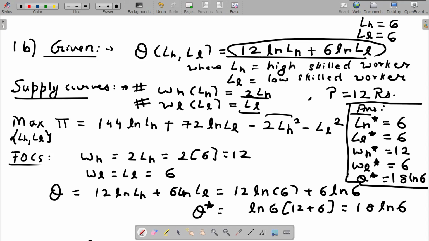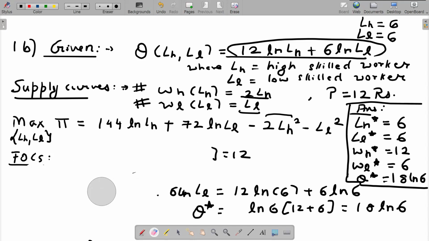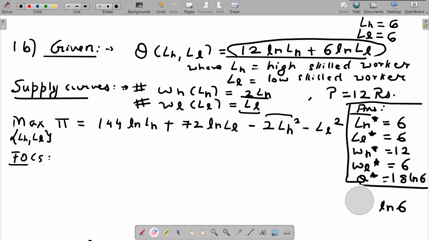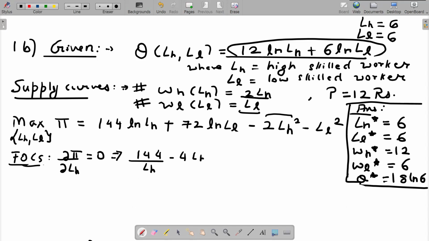And now students can work out the second order conditions to show it's a maximum. That's quite easy. What were the first order conditions we had got? Very simple. When I did del pi by del LH equal to 0, it gave me 144 over LH minus 4 LH equal to 0. And once I did del pi by del LL equal to 0, what did I get, guys? I got 72 over LL minus 2 LL equal to 0.